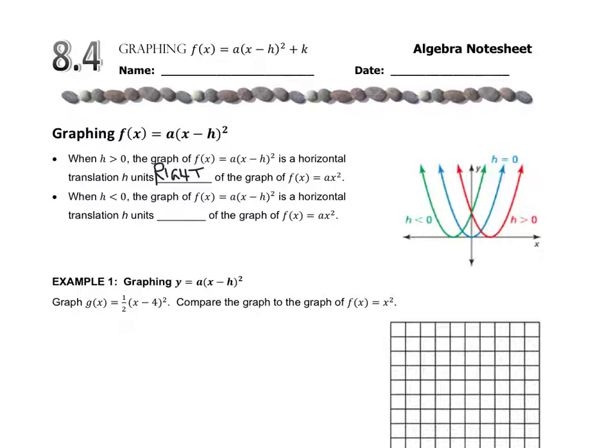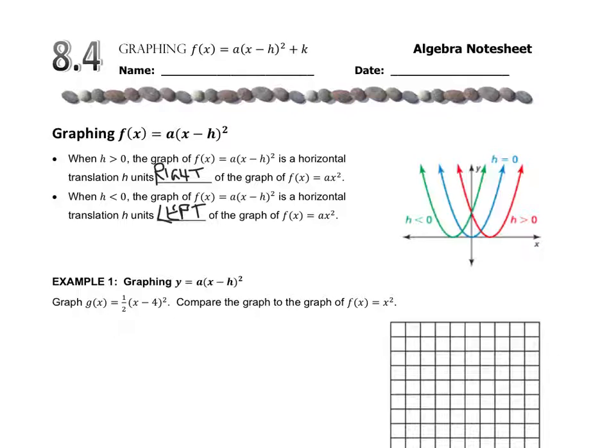When h is less than 0, that x minus h would become x minus a negative number, which becomes x plus h. That is going to do the opposite and push a horizontal translation now to the left of the f of x equals ax squared. So again, just like with the absolute values, that h on the inside, if it's a minus number, you're going to be seeing a horizontal translation to the right. If it becomes a positive or plus h number, it's going to be pushing it to the left.